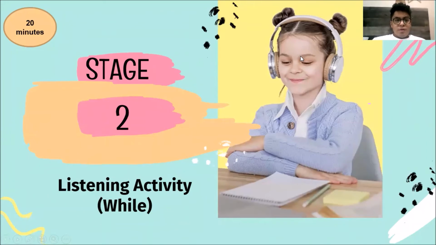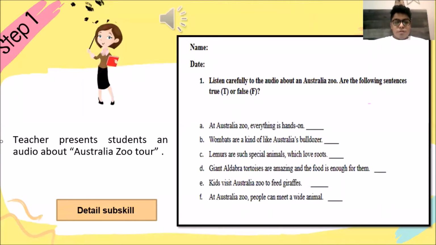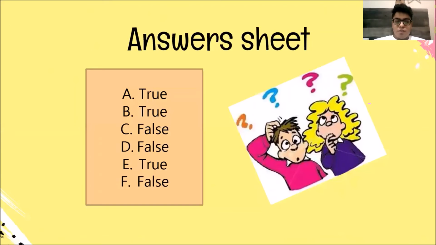Okay, let's continue with stage 2, the listening activity. Here it's going to take a time of 20 minutes. So first the students are going to receive an audio about an animal zoo tour that talks about the greatest animals in Australia. In addition, the students are going to receive a statement which contains questions with true or false, and the students will listen to the audio twice and complete the worksheet. As you can see, here are the answer sheets.